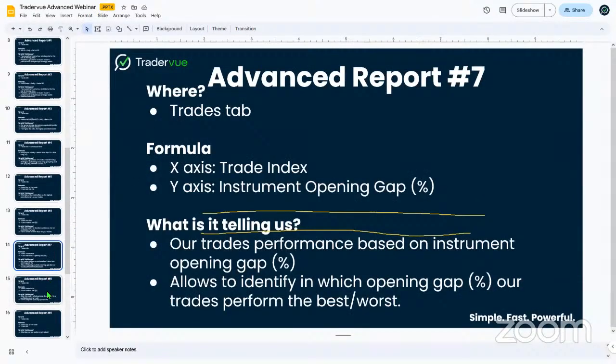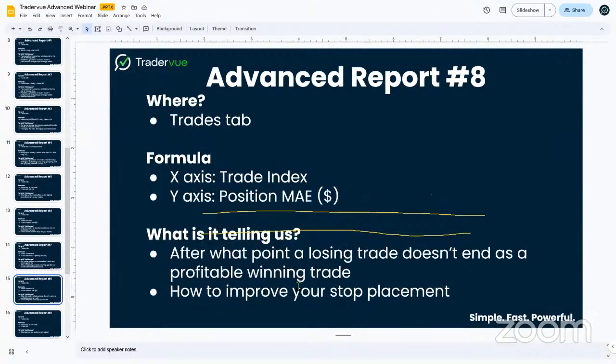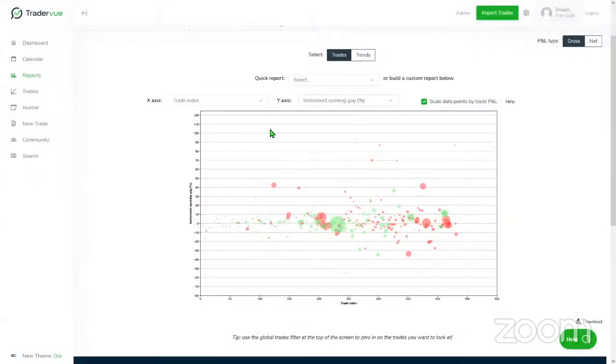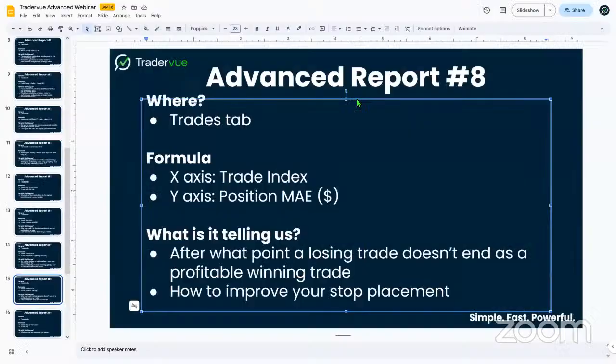So that was advanced report number 7. Then we have advanced report number 8, the trade tab, trade index position MAE. This is basically telling you after what point a losing trade doesn't end as a profitable winning trade, and this will help you to improve your stop placement. This was really helpful for me personally.